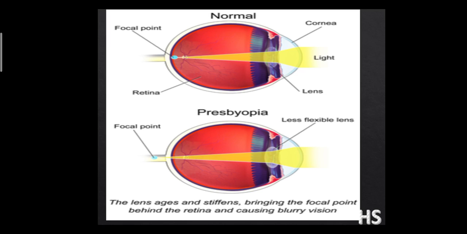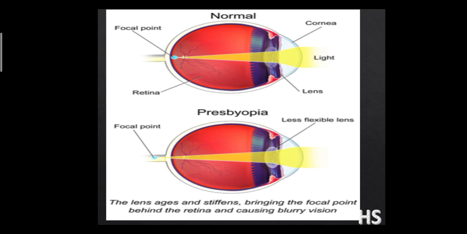Now the next problem is presbyopia. Presbyopia and farsightedness is one and the same only. Okay, farsightedness and presbyopia is one and the same only, but in fact, farsightedness can occur in any of the people, but presbyopia specially occurs in the old people whose age is around 50. Okay, above 50 years of age.